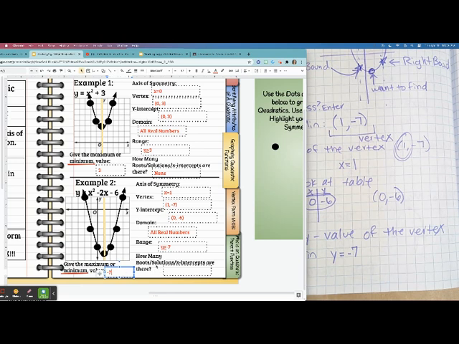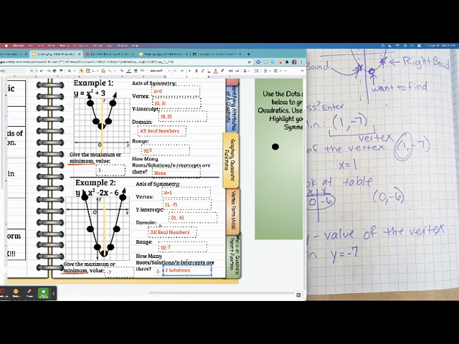Next question, how many roots, solutions, or x-intercepts are there? So how many times does it cross the x-axis? It crosses it here, and it crosses it here. So there are 2 solutions. And we can also use the calculator to find these. I'm going to go ahead and have you find these.